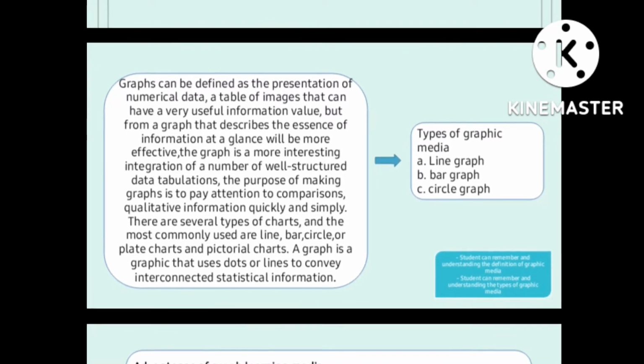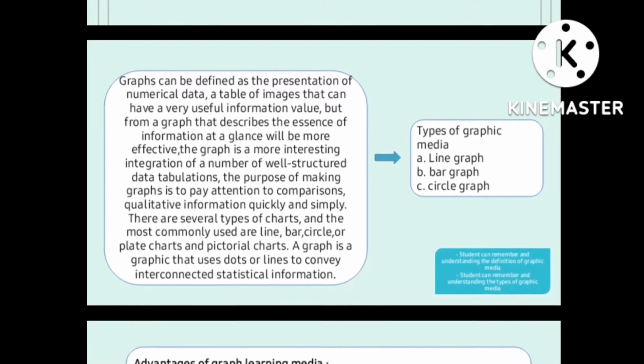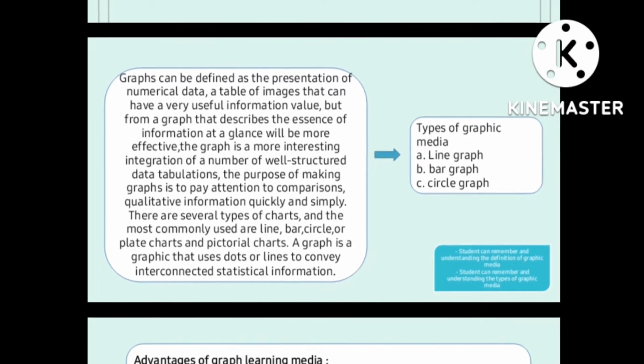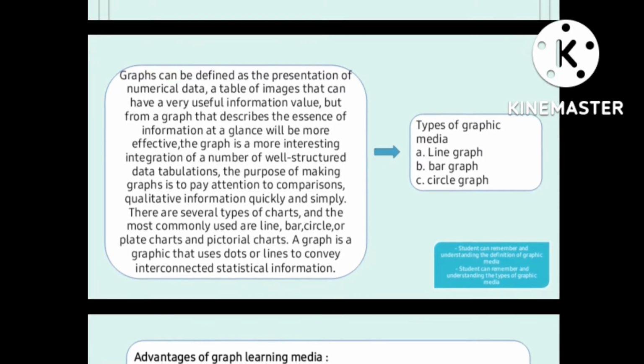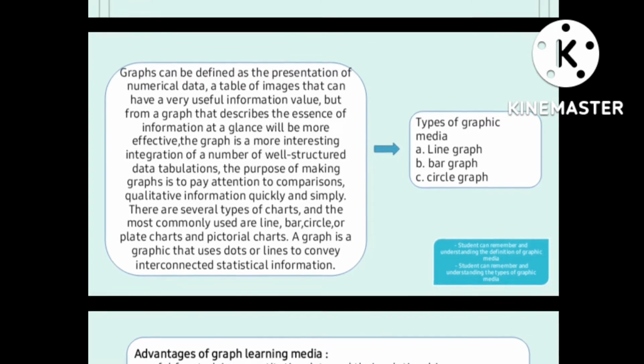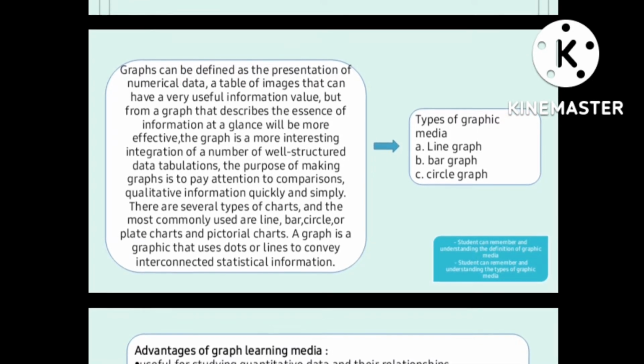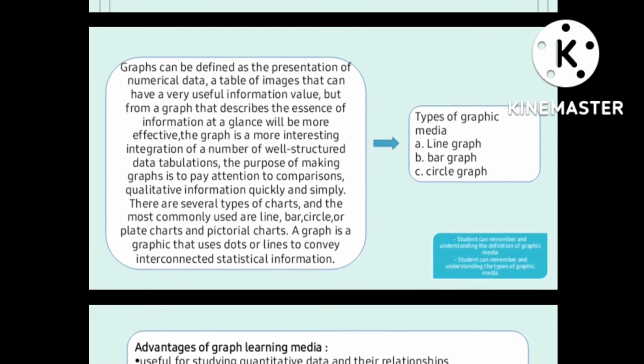In this slide, the learning objective is that students can remember and understand the definition of graphic media, and students can remember and understand the types of graphic media.